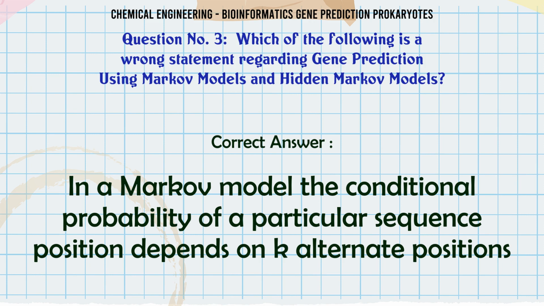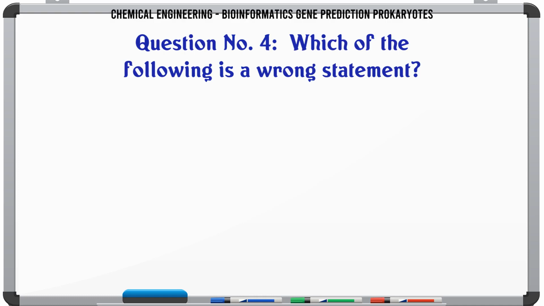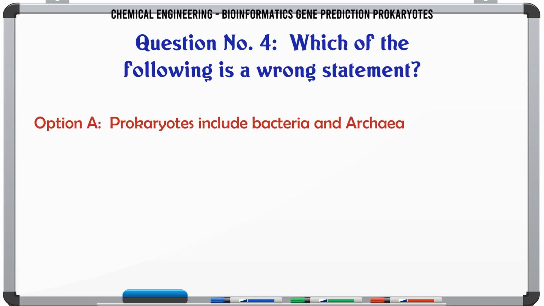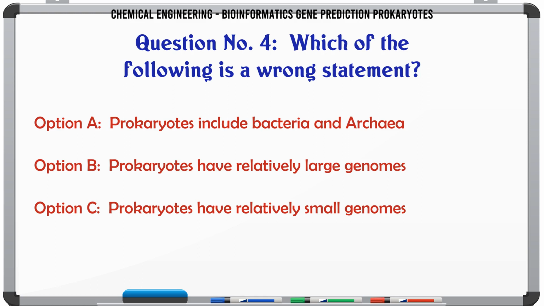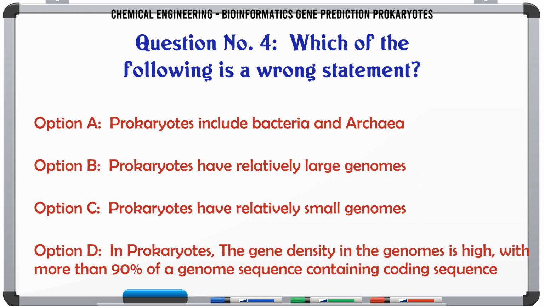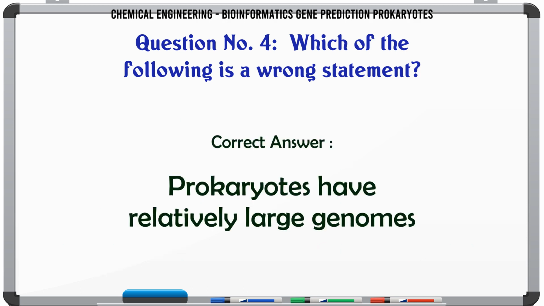positions. Which of the following is a wrong statement? A. Prokaryotes include bacteria and archaea. B. Prokaryotes have relatively large genomes. C. Prokaryotes have relatively small genomes. D. In prokaryotes, the gene density in the genomes is high, with more than 90% of a genome sequence containing coding sequence. The correct answer is prokaryotes have relatively large genomes.